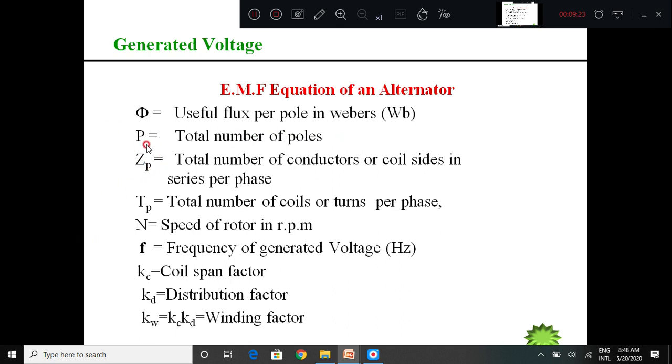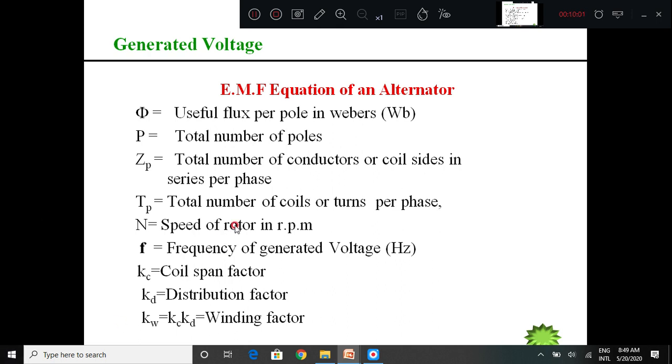Zp, you can keenly observe here, the total number of conductors is different. Suppose there are 300 conductors in total, that is represented by Z. Whereas Zp is the number of conductors per phase, because you are considering a 3-phase synchronous generator and deriving the equation on a per-phase basis. You are deriving the EMF equation per phase. If you want the line value, then you have to multiply by root 3, if it is star connected, to go from phase value to line value.